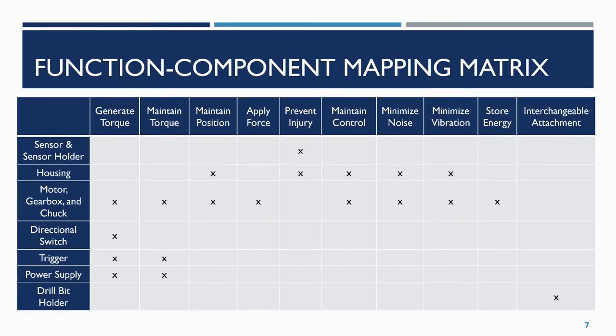This page shows the function component mapping matrix. For functions such as generate torque and maintain torque, they mainly involve the motor, gearbox, as well as the trigger. Some other user experience related functions, such as preventing injury and minimizing noise and vibration, are closely related to the design of the power drill housing. Besides that, the drill bit holder provides the interchangeable bit attachment.